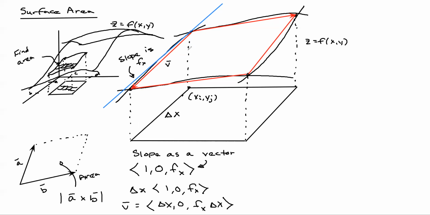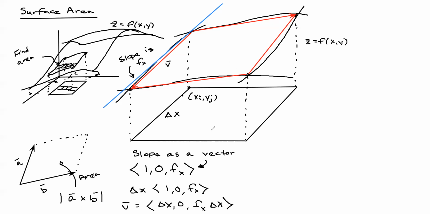As we take these boxes and make them smaller, the blue line will fit onto the red vector better and better, which will fit onto the patch of the surface better and better. And as we take the limit as the number of little boxes goes to infinity, we will get better and better approximations until it fits perfectly right on the surface.